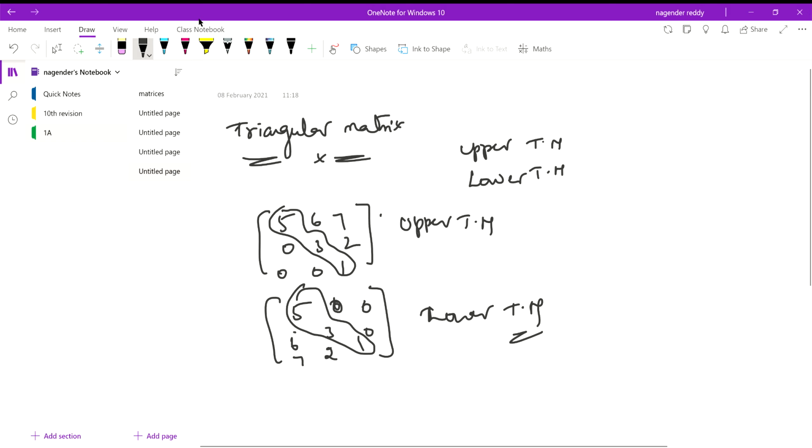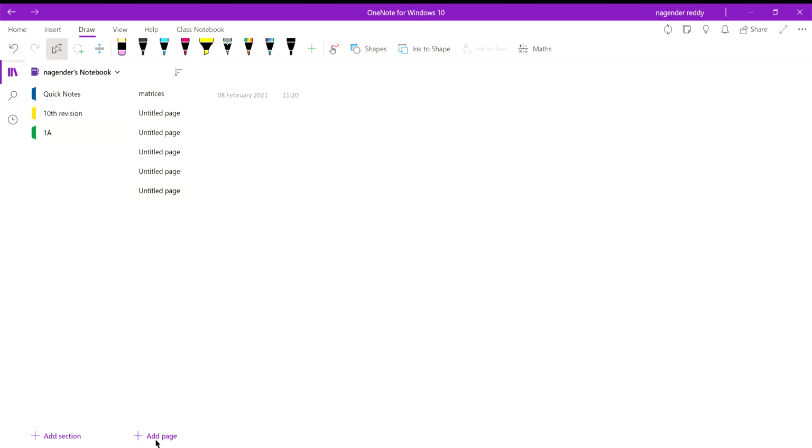So these are the concepts of a definition. In the future we can go for more on the definition of matrices. We don't have more than that. If you have any doubt, you can comment in the comment section. Then we'll go for the next topic, addition of matrices.